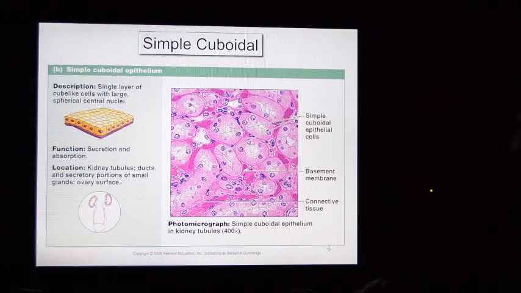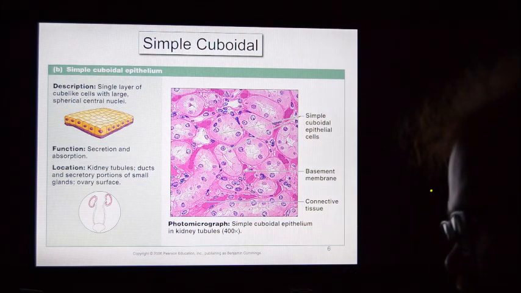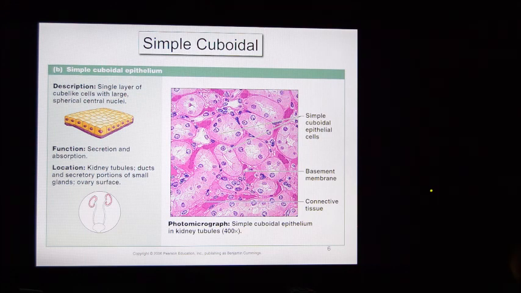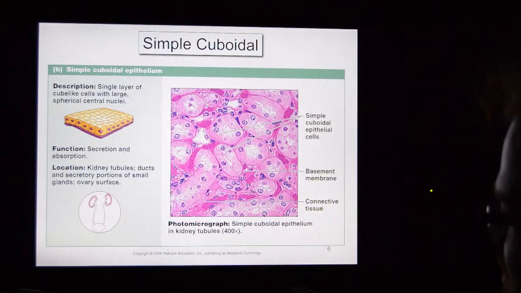In the kidney tubules, these are really good at allowing certain chemicals out into the urine and then absorbing certain chemicals out of what would become urine. So this is very good for absorption and filtration, if you will. We say here secretion and absorption. That works.